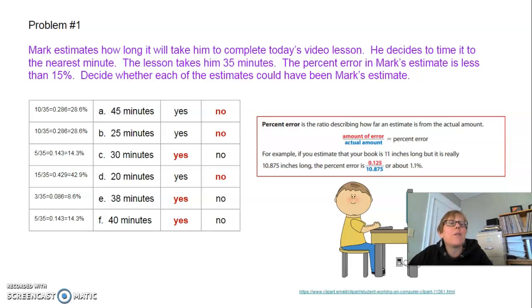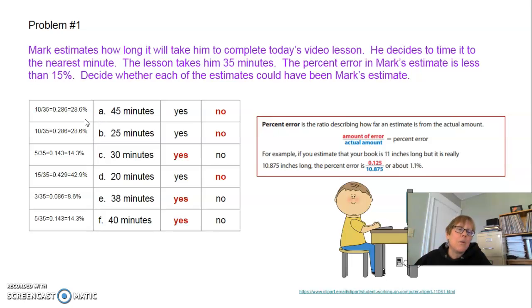So 10 divided by 35, if you look way over at that left column, 10 divided by 35 gave me 0.286, or 286 thousandths to be specific. And then when I made that into a percent, that's 28.6%. Well, that's larger than 15. So that's a big no. Well, B, 25 minutes, that's also off by 10 minutes. So it's just the same calculation. You don't even need to do it twice. That's also going to be a no.